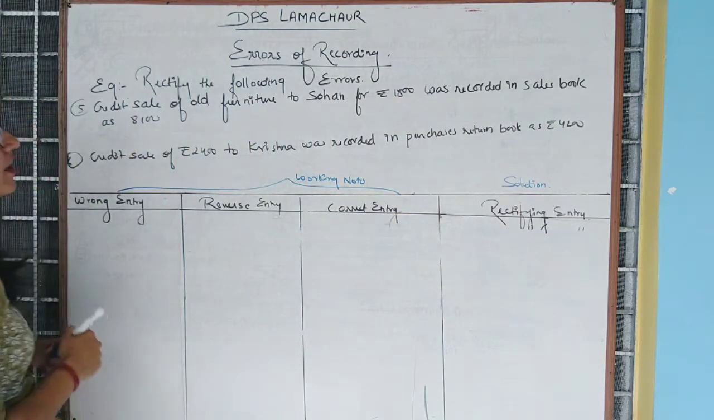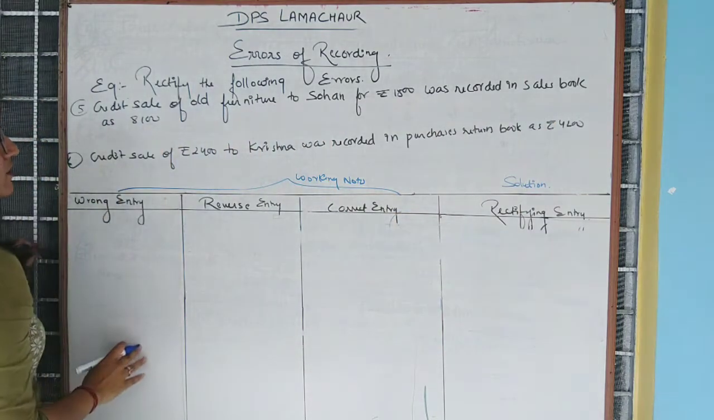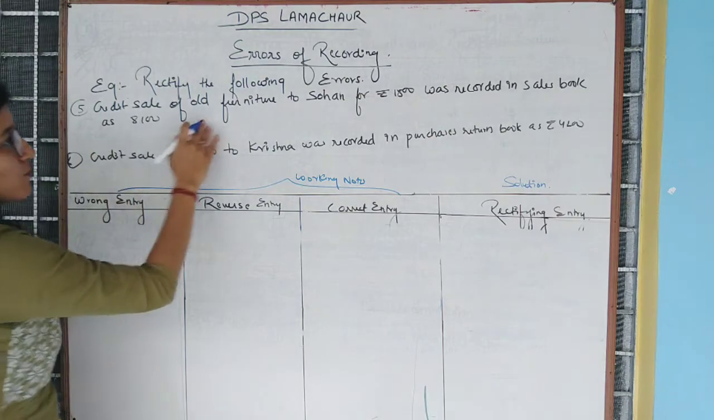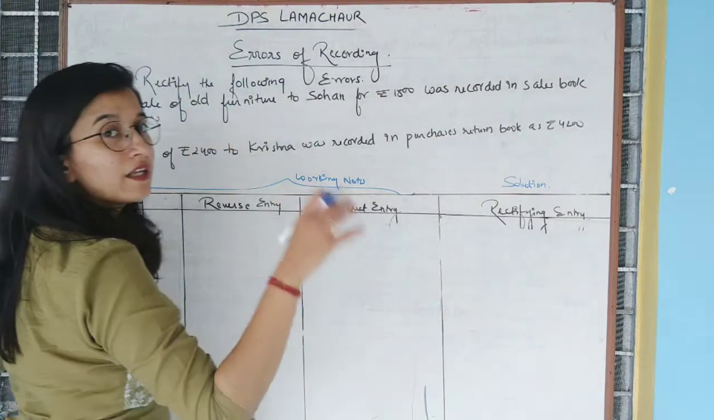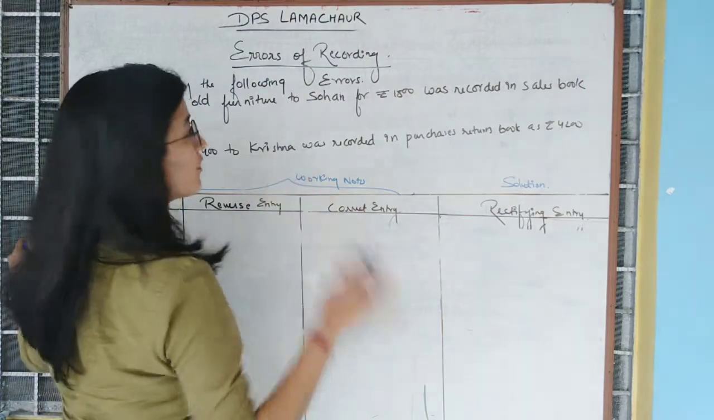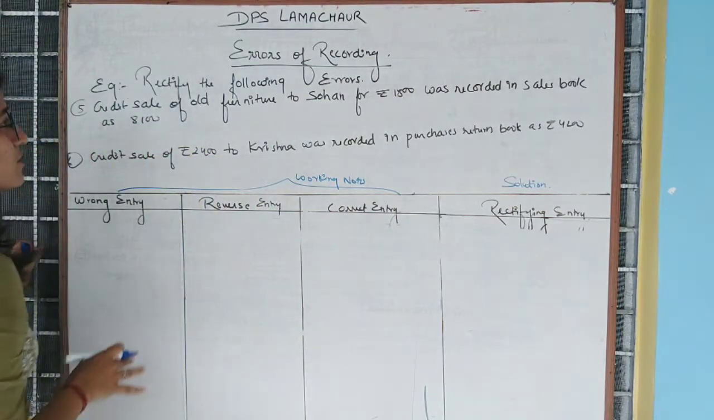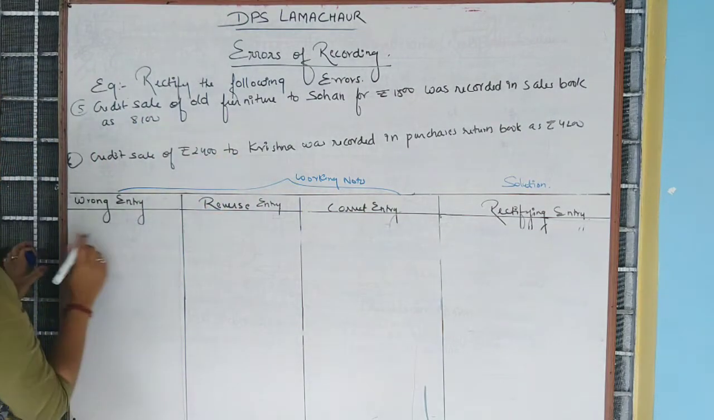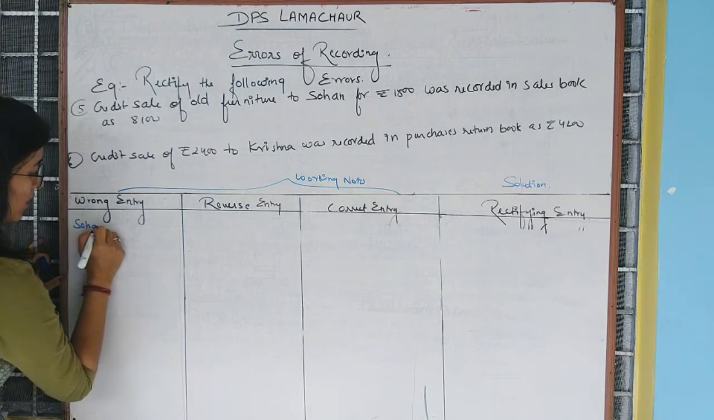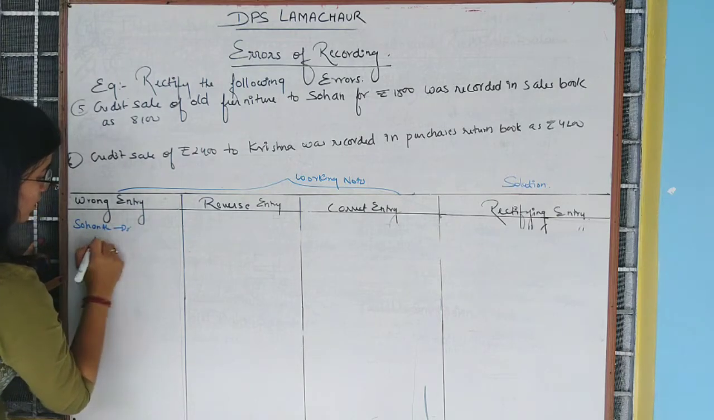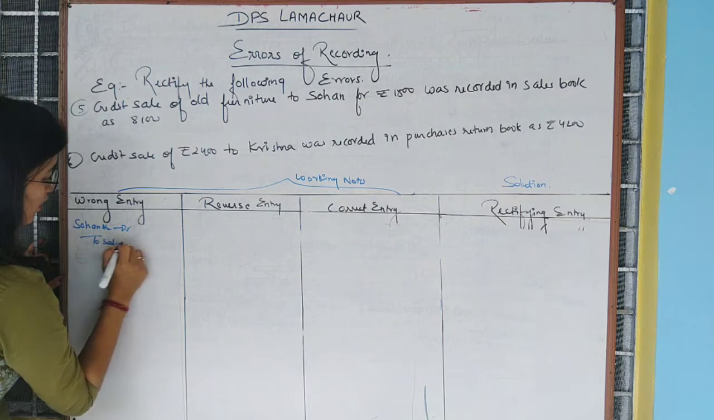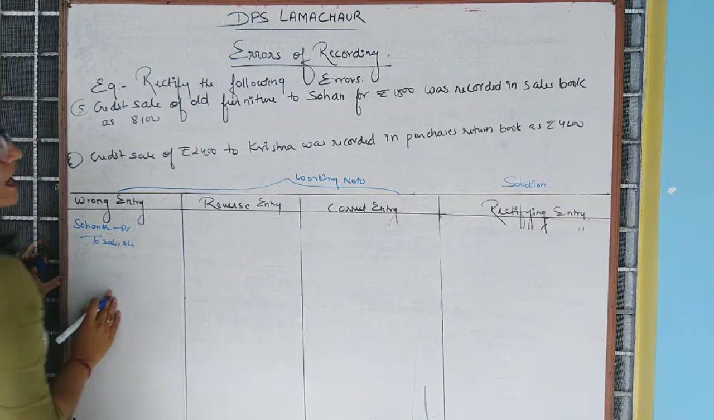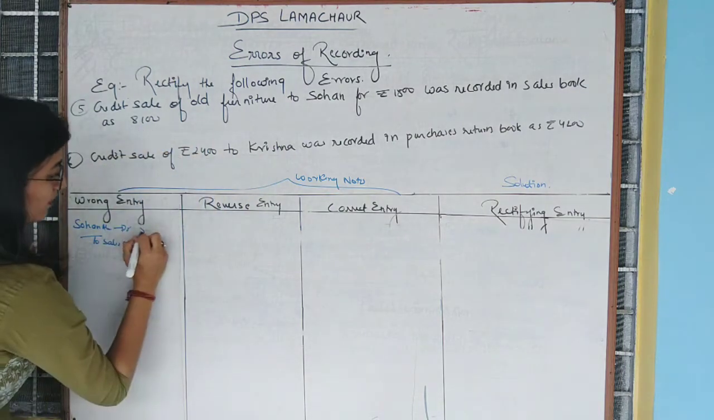Now the fifth transaction is credit sale of old furniture to Sohan for rupees 1800 was recorded in sales book as 8100. So in this transaction, sale of furniture was made to Sohan, but it was recorded in sales book, not in furniture book. So the wrong entry will be sale made to Sohan. Sohan account debit to sales account, and the amount is 8100.